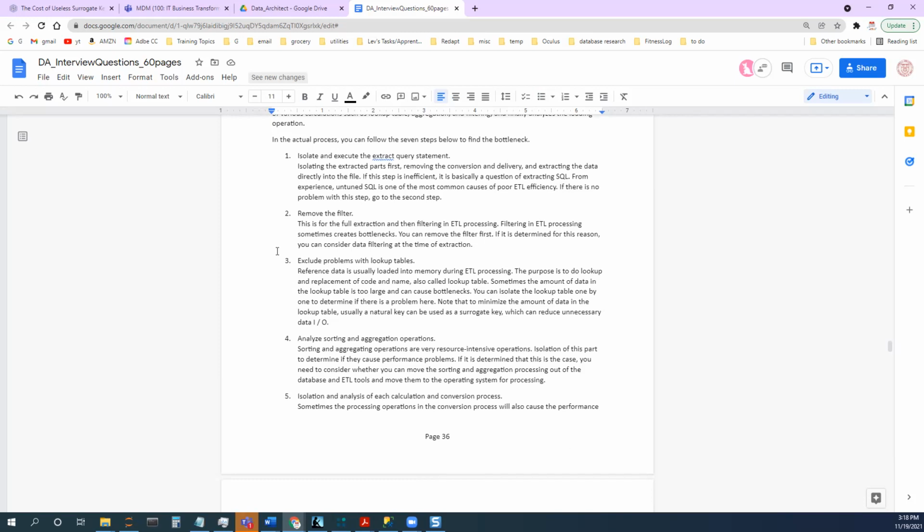Exclude problems with lookup tables. Reference data is usually loaded into memory during ETL processing. The process is to do lookup and replacement of code and name, also called a lookup table. Sometimes the amount of data in the lookup table is too large and can cause bottlenecks. You can isolate the lookup tables one by one to determine if there is a problem here. Note that to minimize the amount of data in the lookup table, usually a natural key can be used as a surrogate key, which can reduce unnecessary input-output.